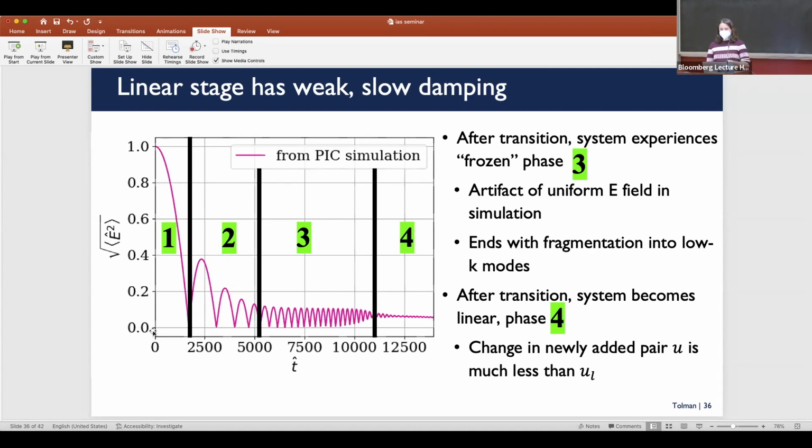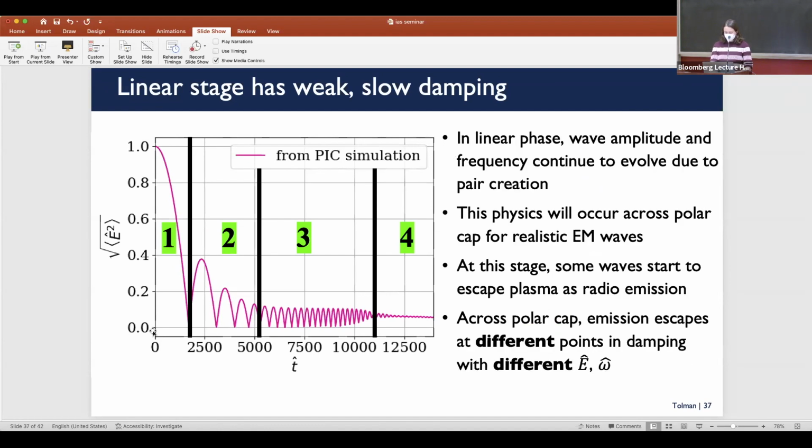And after this phase ends, we'll enter the final important phase of the discharge, which is the linear phase, phase 4. This is a phase in which the change in the newly added pair momentum is much less than the injection momentum. This is the phase that goes on until the discharge is fully complete. And you have to remember that as this is going on, you're going to continue to have the creation of new lower energy pairs, and the waves are going to continue to evolve due to this pair creation. This physics is going to occur across the polar cap for realistic electromagnetic waves.